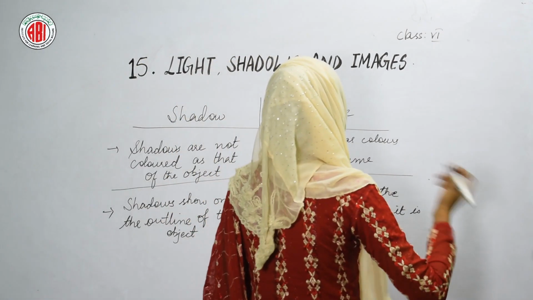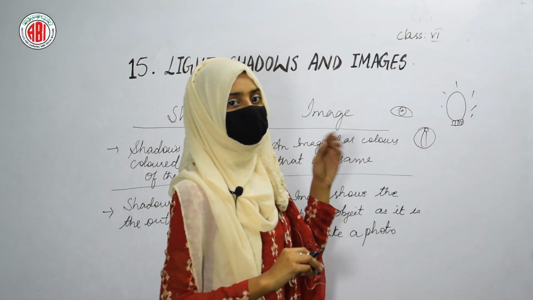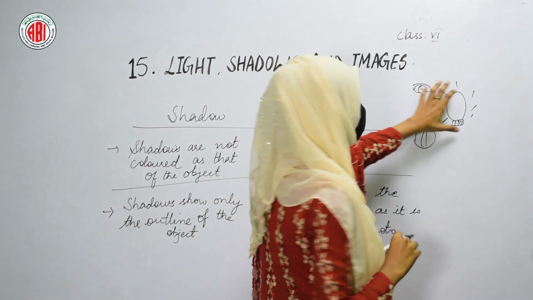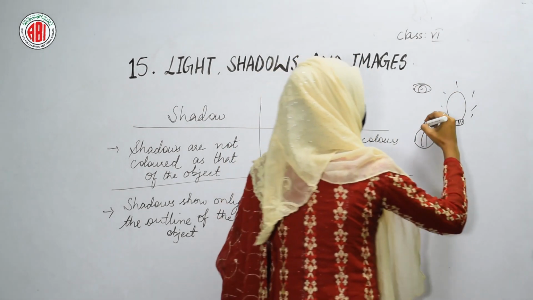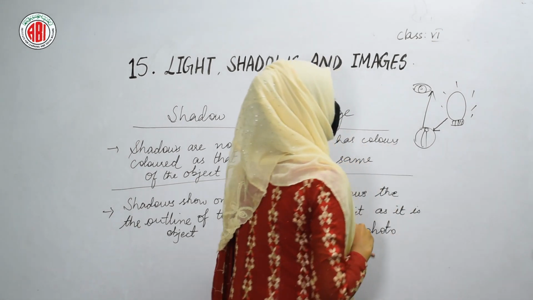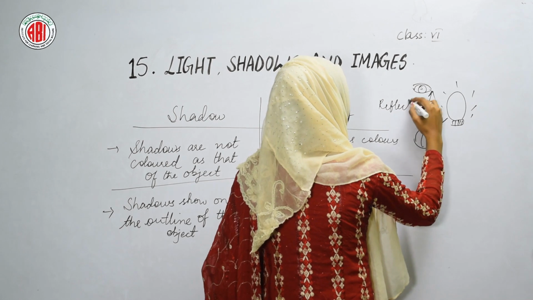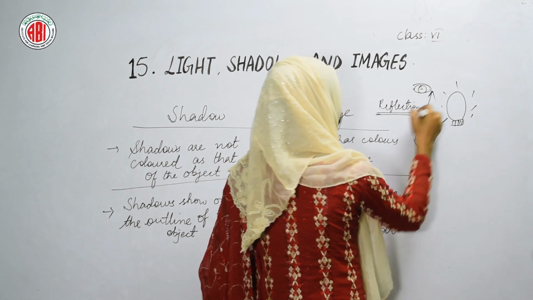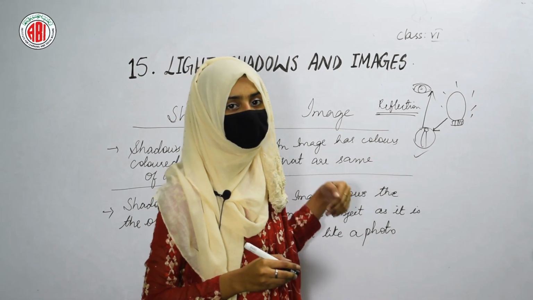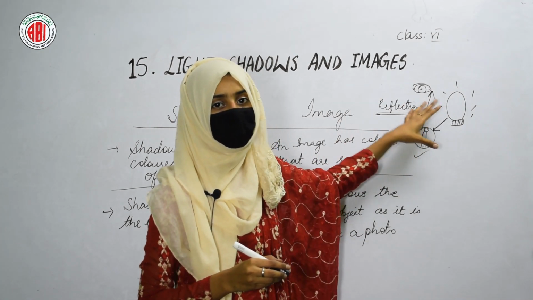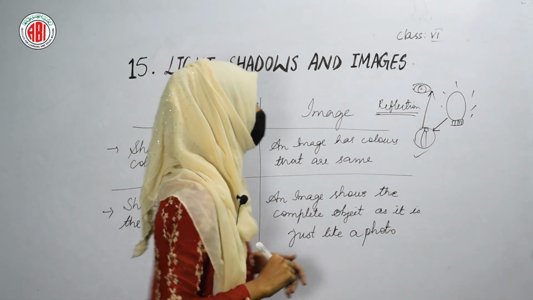Here we'll recall how we can see the different images. So let us see how we can see the different objects. So this is a source of light. When the light falls on an object, the light will always reflect back. It rebounds. This is called reflection. Because of the reflection of light only, we can see the different objects. The different objects can be visible to us only because of the presence of light that reflects. So this is about the lesson light, shadows and images.